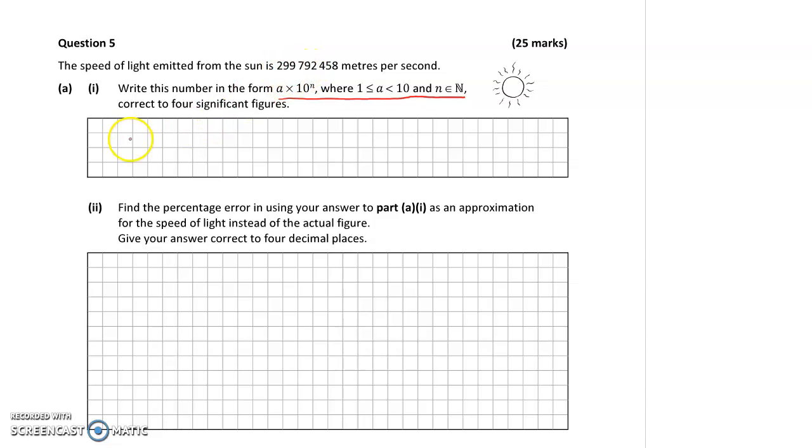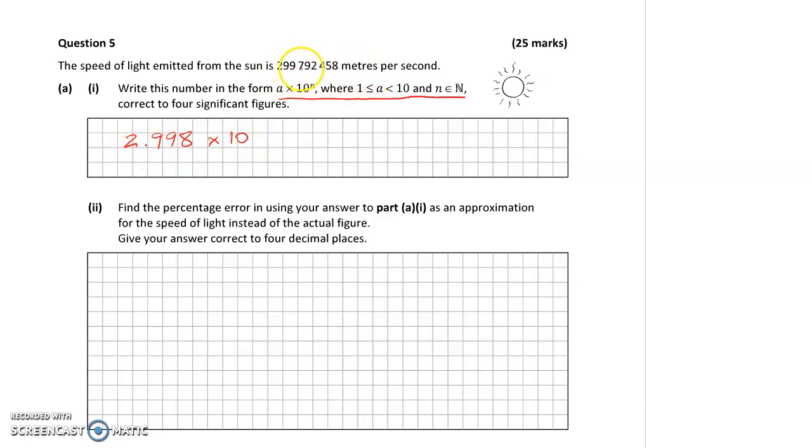So when we round this number, 2.99, instead of putting a 7, it'll be 8. That's my number. That's between 1 and 10. And all I have to do is then give it a size, a magnitude, so it's times 10 to the power of.